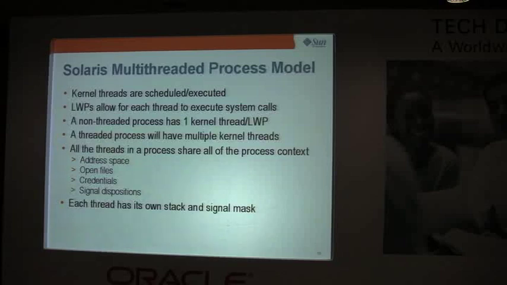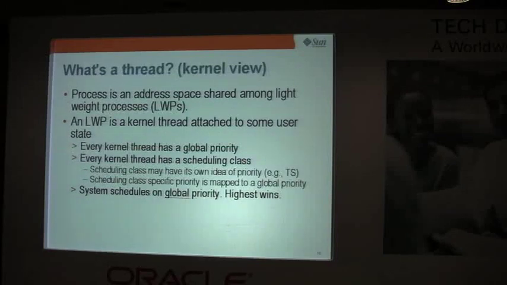All the threads in a process share the process context: the address space, open files, credentials, and signal disposition, things like that. It's shared by all the threads. And this actually turns out to be a bit of a problem. It makes programming with signals in a multi-threaded process a little harder than it needs to be. Each thread has its own signal mask, so you can do different things with the signal mask, but it still makes things a little bit hard.